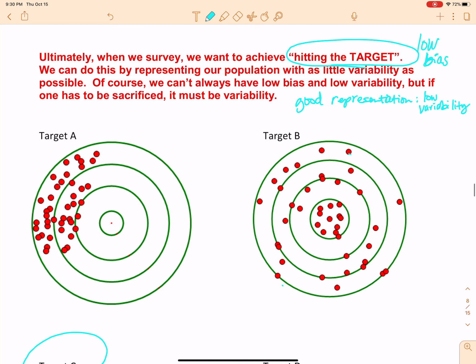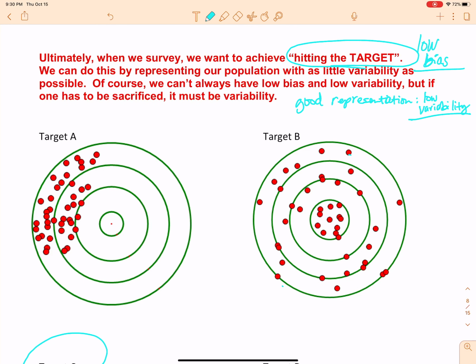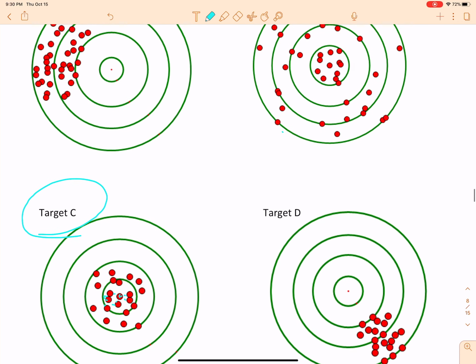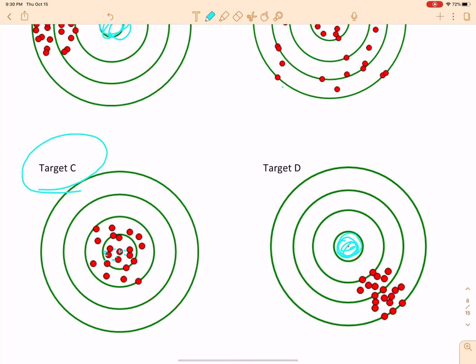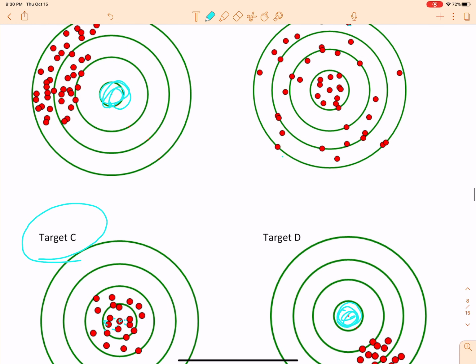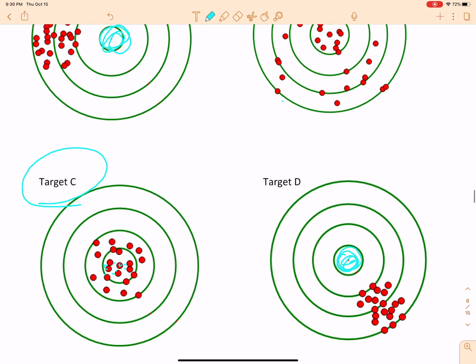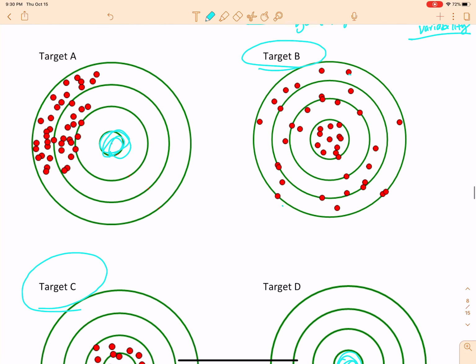If one of these has to be sacrificed, variability or bias, it always has to be variability. We would rather see target B than target A or target D, because I want you to notice that on target A, that's the center and there's nothing there. And on target D, this is the center and there's nothing there. Neither one of those are acceptable because neither one of those are hitting my population of interest. Even though this one has got less variability, those points aren't as spread out, and this one's got more variability, it doesn't matter because we're not hitting the target of interest.